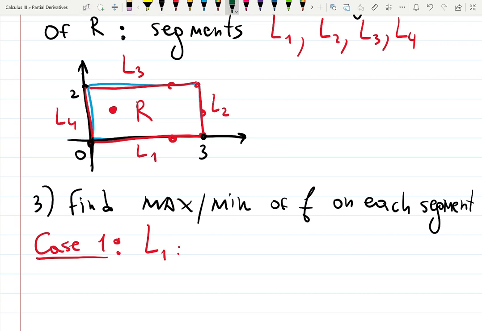Y is always 0. Y is 0. Amazing job. You see, L1, Y is 0. The height is 0. And then X is from 0 to 3. So I'll write down X is from 0 to 3. So that's what we can see.